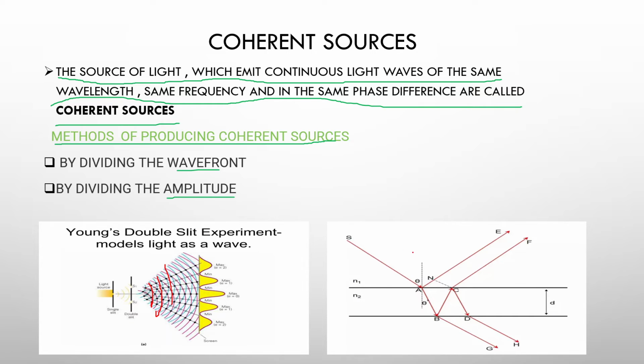If you see another one where it's dividing amplitude, incoming light is coming in this direction, and here is a change in amplitude for the two waves which are emerging. One is reflecting, one is refracting. Again, it will undergo reflection. So there is a difference in the amplitudes of their waves. In these two types, we can produce coherent sources.